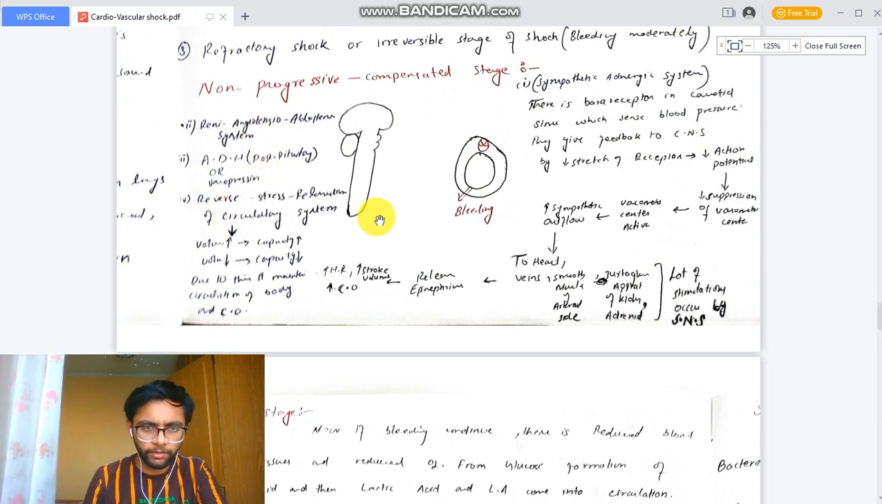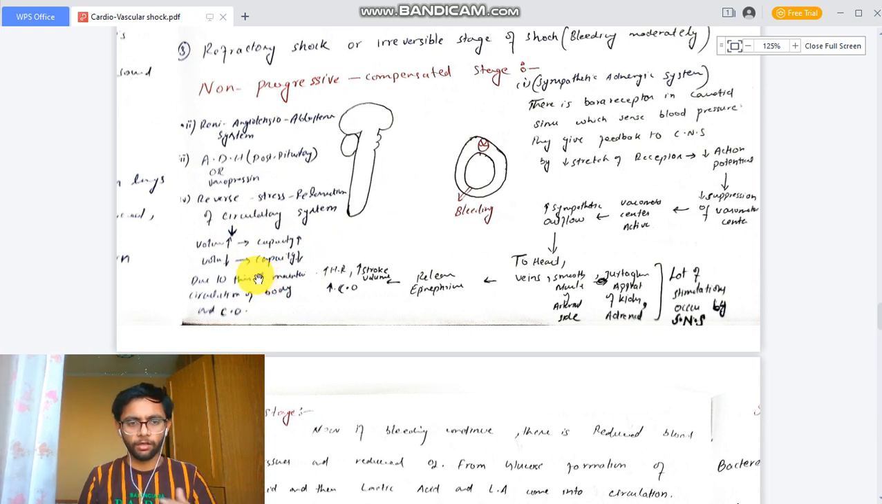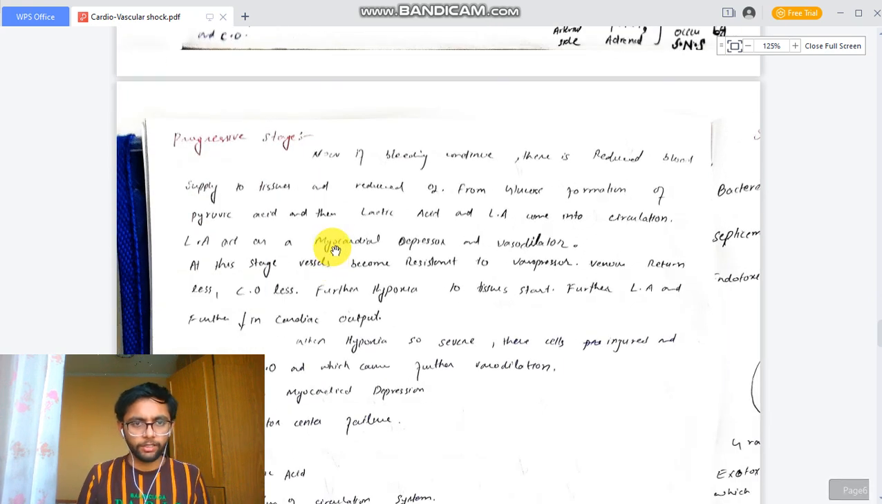Third is the reverse stress relaxation of the circulatory system. When there is an increased volume, our capacity will increase. When there is decreased volume, our capacity will decrease. So in this way, they constrict the blood vessels to maintain more venous return to the heart. Second stage, the progressive stage.